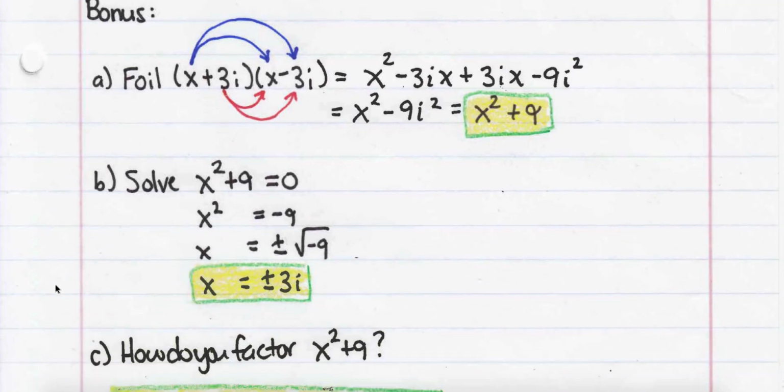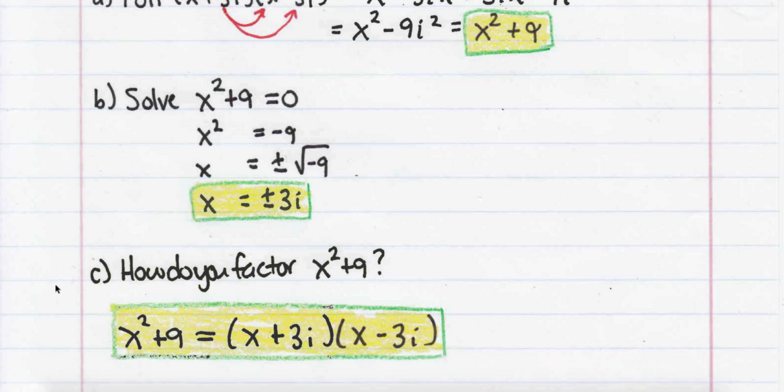And then the bonus question. Part A, FOIL out the following. x times x is x squared. x times negative 3i is negative 3ix. 3i times x is positive 3ix. And 3i times negative 3i is negative 9i squared. The middle terms cancel out, leaving me with x squared minus 9i squared. But i squared, by definition, is negative 1, and so I get x squared plus 9.